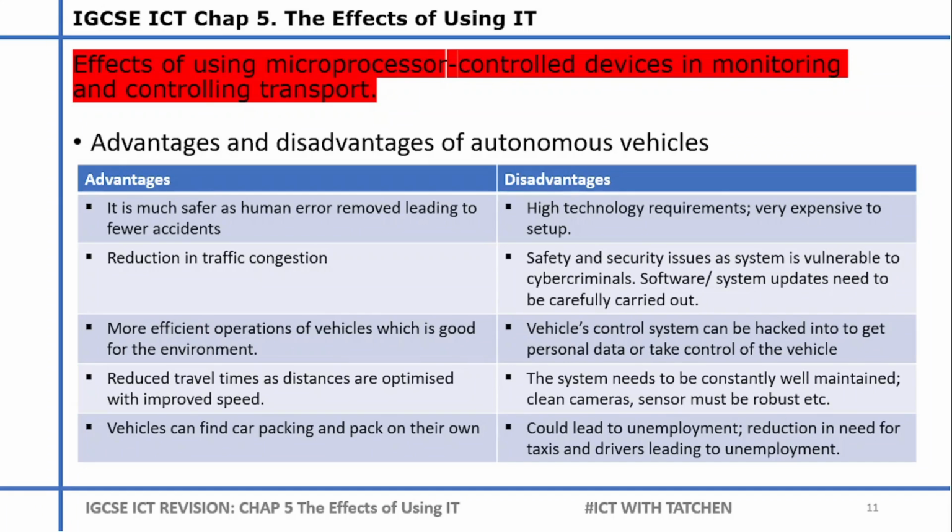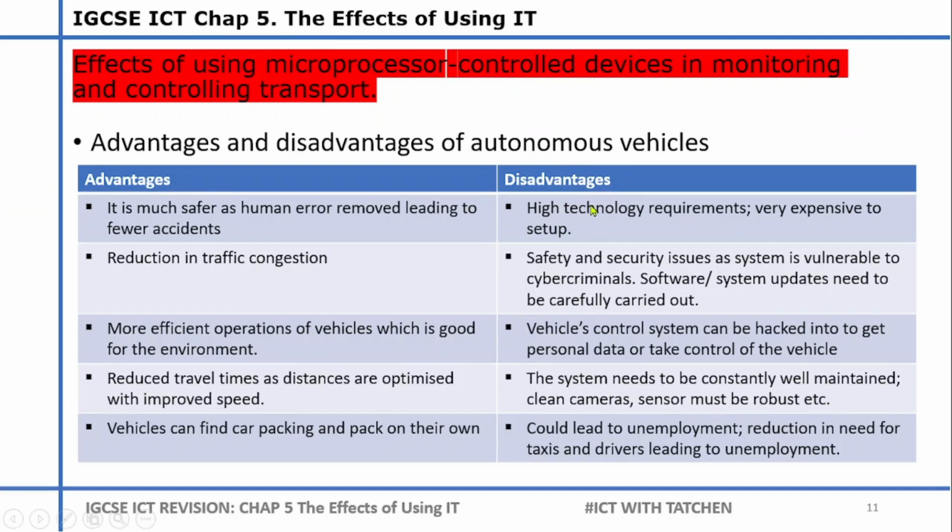And then there's also reduction in traffic congestion. From what I just said, it still brings us to this. We also have more efficient operation of vehicles, which is good for the environment. And then we also find that vehicles can find car parking and park on their own. We have vehicles that can actually do that with the help of the cameras, sensors, and other things. So these systems will need a robust digitized system, a GPS system which is functioning properly so that it can locate wherever it's going with ease.